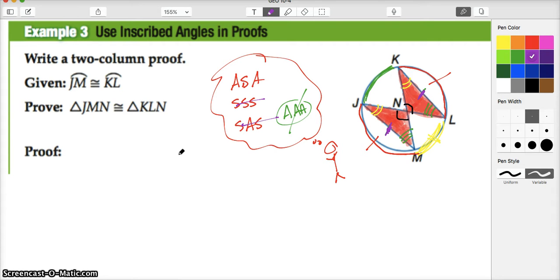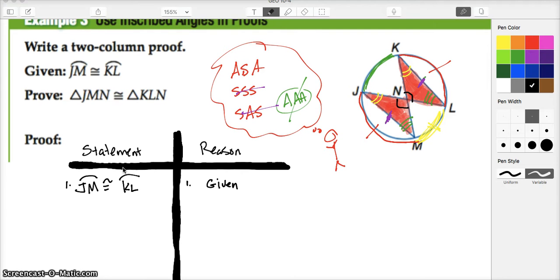So here's what we're going to do. We'll start off our proof by writing down our given information. So here we have it. Our only given statement is right there. What can we get from our given statement? The fact that these two arcs are equivalent. We got that JM is congruent to KL.